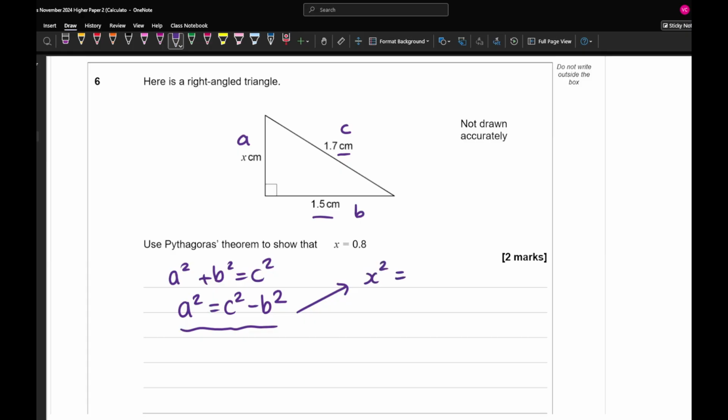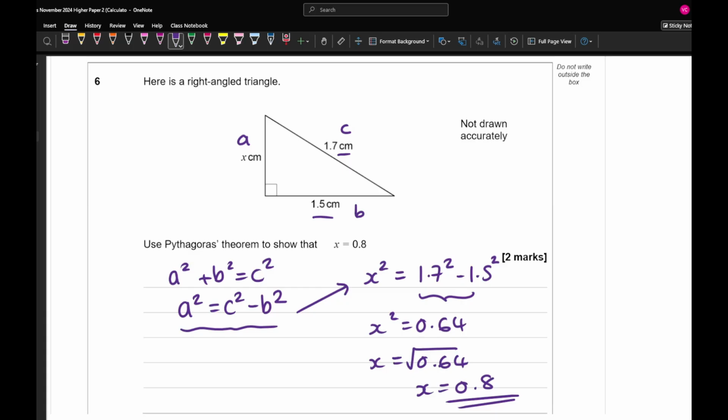So using this information and substituting the numbers for b and c, what I get is x squared equals 1.7 squared minus 1.5 squared. If I enter all of this into my calculator, I get an answer of 0.64, and then if I simply square root that number, I get my answer of 0.8, which is what they wanted me to show.